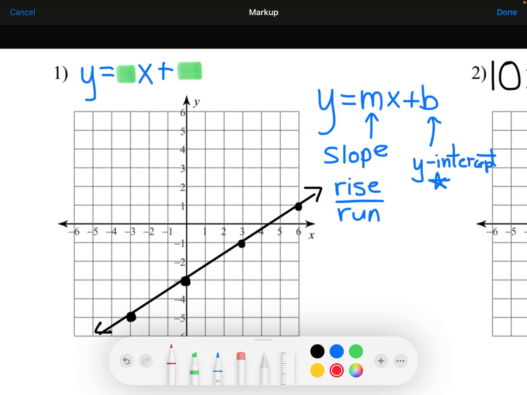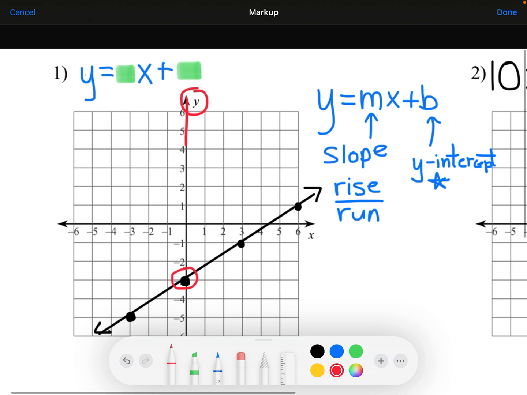The y-intercept is where the line crosses the y-axis. The y-axis is the up and down, the vertical line. And the line crosses the y-axis right here at -3. So that's my y-intercept. My slope is then finding the rise over run from 2 points.